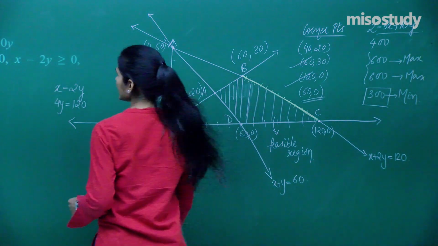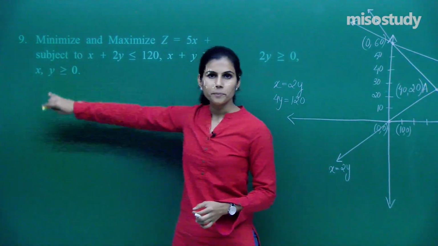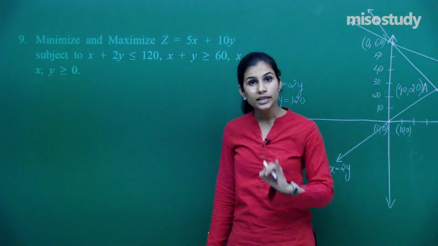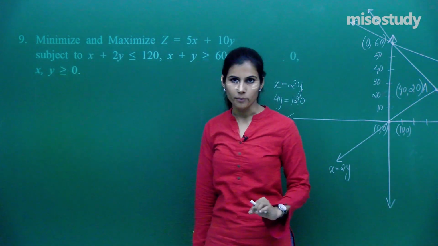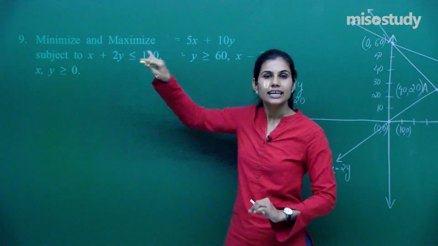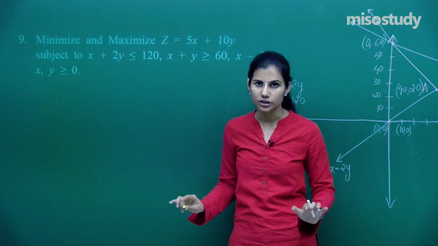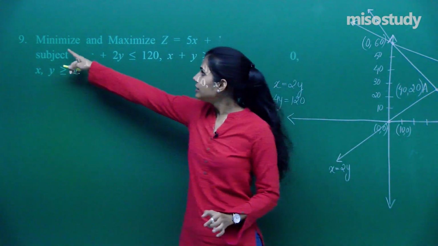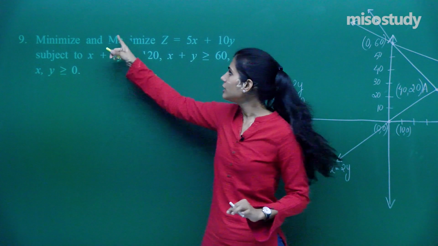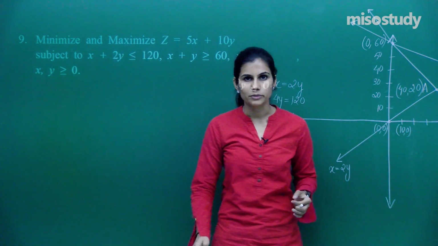Fine. So what can I say? Minimum value of z is 300, which is obtained at exactly one point. So there is a unique solution for the minimizing z problem. But maximizing z has infinitely many optimal solutions, but its maximum value is 600. So one part has a unique solution and one part is coming up with infinitely many solutions. That is the flavor of this problem.